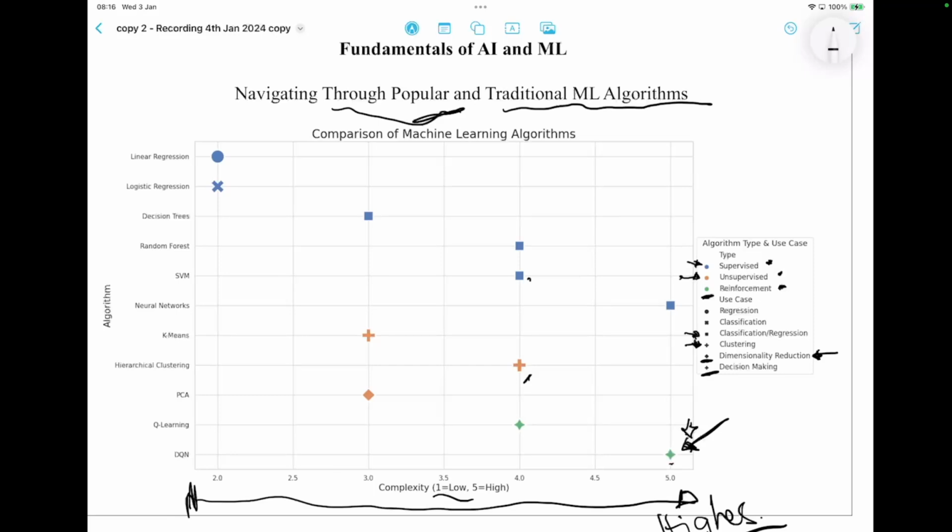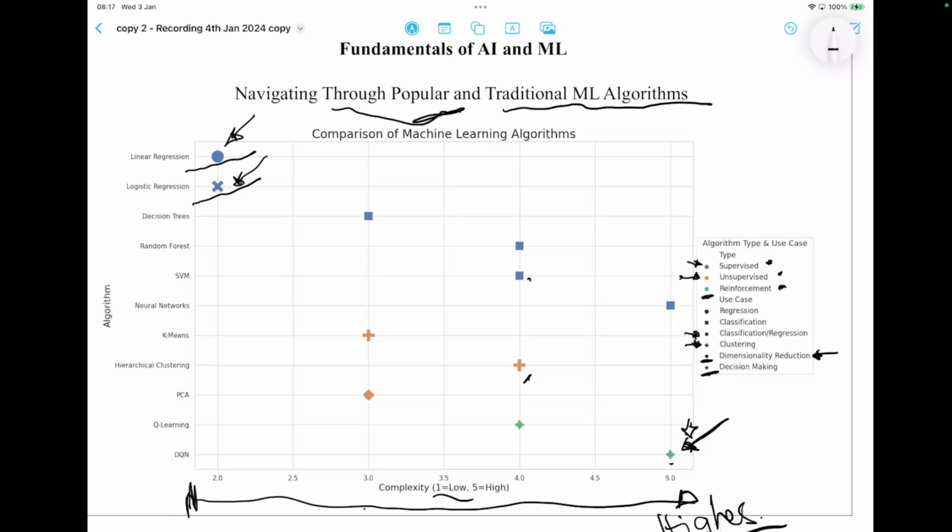Well, as we can see from this chart, it's linear regression and logistic regression. By the way, this chart is designed by myself, so you won't be able to find it on the internet in other places. It's just something that I designed for this specific lesson. It's not something that I copied from the internet. So linear regression is the least complex, and logistic regression is also on the same level.